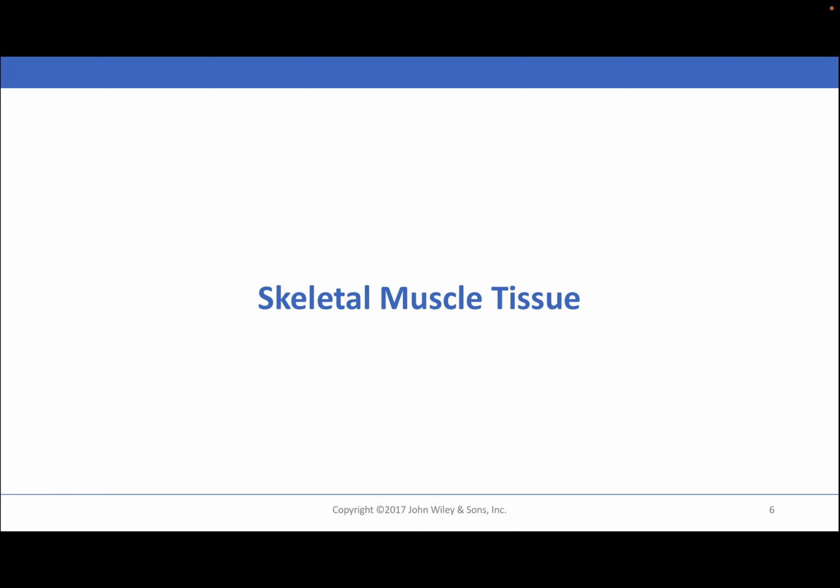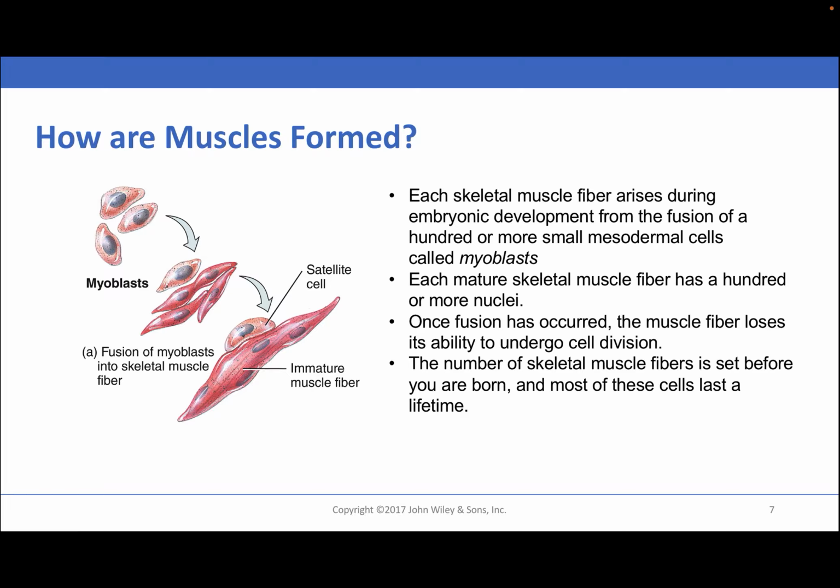So like I said, we're going to spend most of our time looking at skeletal muscle for these lectures. Getting started on that, for starters, where are these muscle cells coming from? Well, muscle cells are called myocytes, myo meaning muscle. Each skeletal muscle fiber is going to arise during our embryonic development, while you're cooking inside mom. This comes about as a result of the fusion of hundreds of little mesodermal cells called myoblasts.